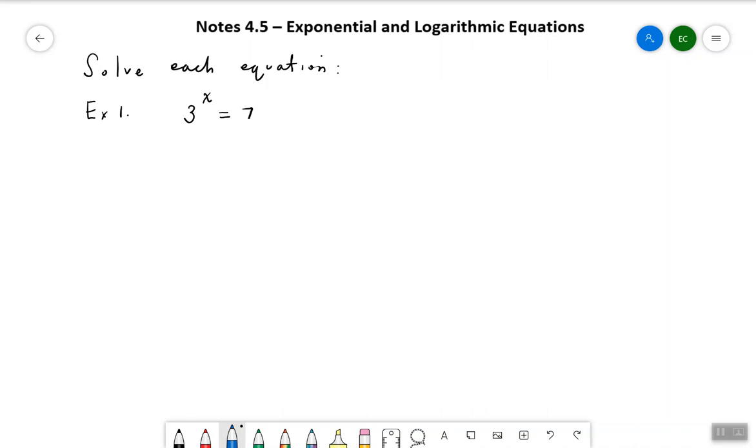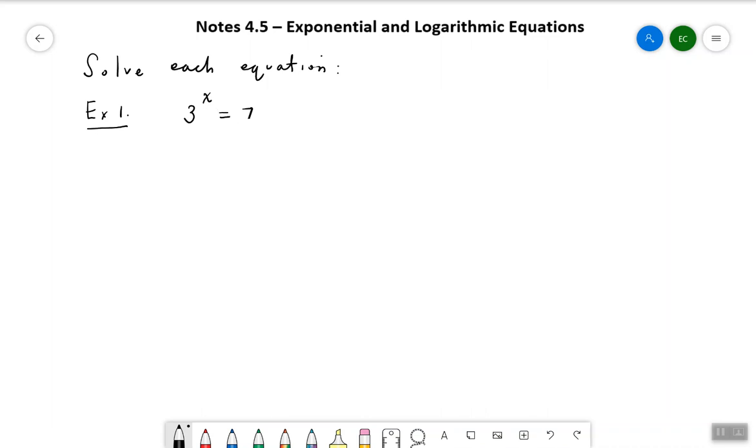Let's start section 4.5. We want to solve exponential and logarithmic equations. We've already solved some equations like these earlier in chapter 4, but now they're going to get just a little more difficult. So here in this first example, we're given the equation 3 raised to the x power equals 7.